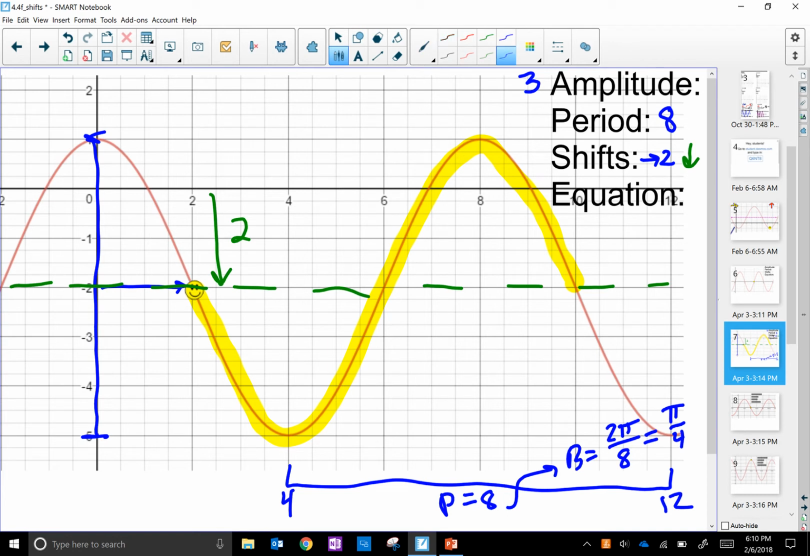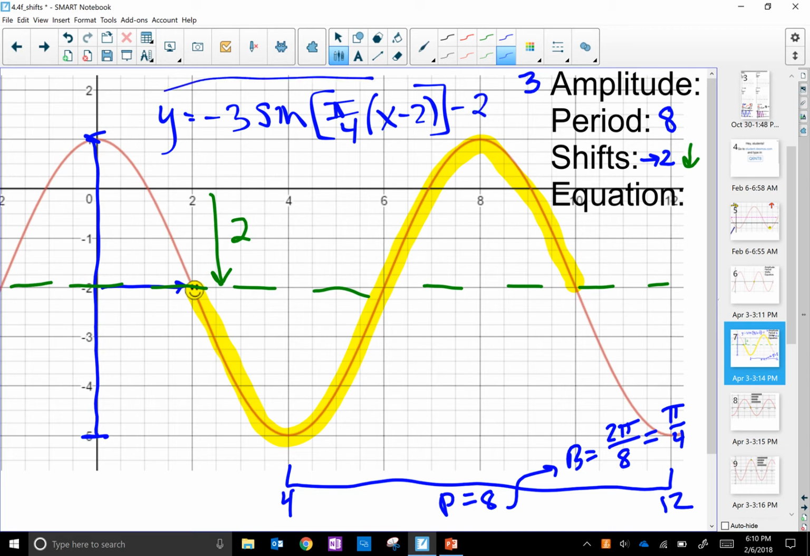So therefore, my equation would be y equals negative 3 sine. My b value I determined was pi over 4. My horizontal shift was 2 units to the right, and my vertical shift was 2 units down. So this is the only equation in the universe for this curve that starts at that reference point right there.